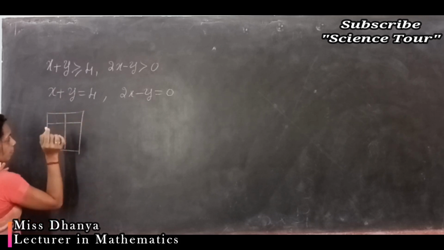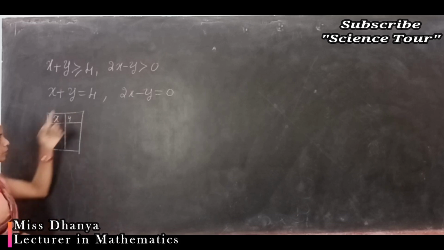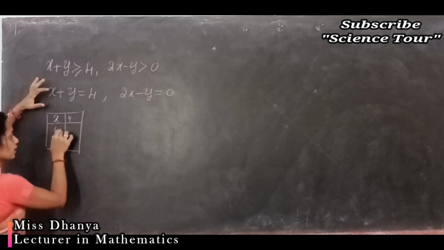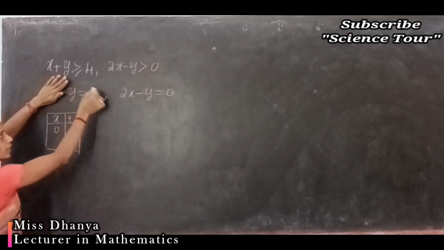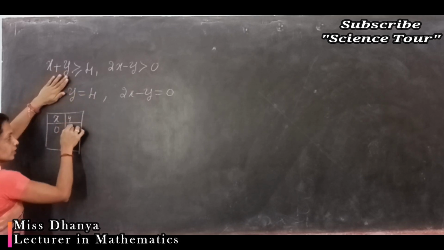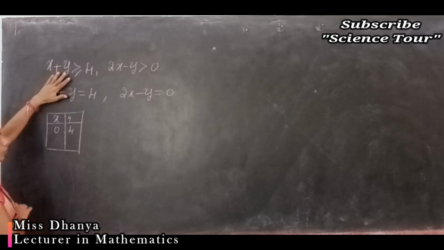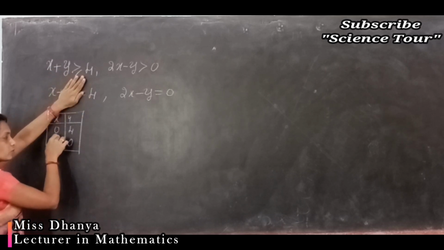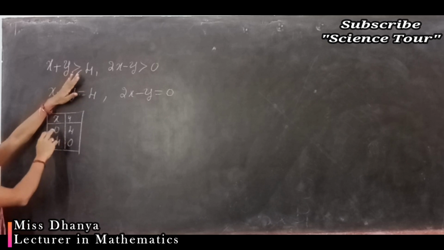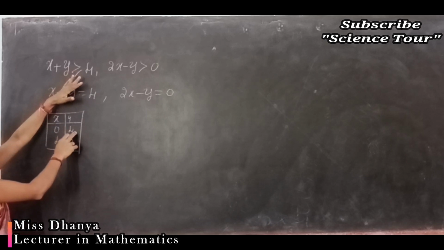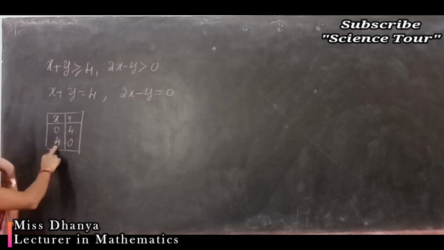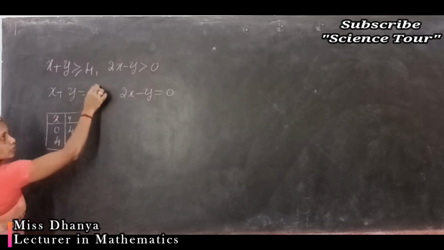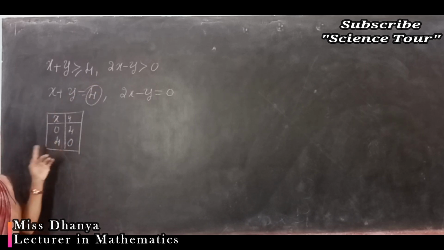Suppose the constant number is other than 0, then you can take x as 0 and find the corresponding value of y, so you will get y equal to 4, and y as 0, then you will get the corresponding x value 4. Like this, take x as 0 and find y, take y as 0 and find x. You can do that only when the constant number is other than 0.